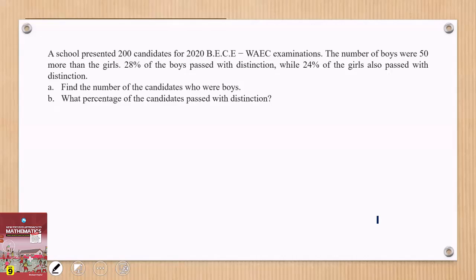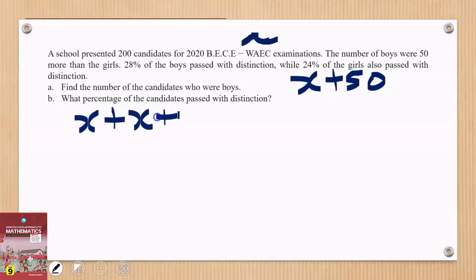Right. So currently we have 200 candidates. The number of boys was 50 more than the girls. So if the girls were x, then the boys would be x plus 50. That's what it means, because they said the number of boys was 50 more than the girls. And we know that the total of them together will be 200. So the girls, let's call them x, plus the boys, x plus 50. Now when we put them together, we get 200.